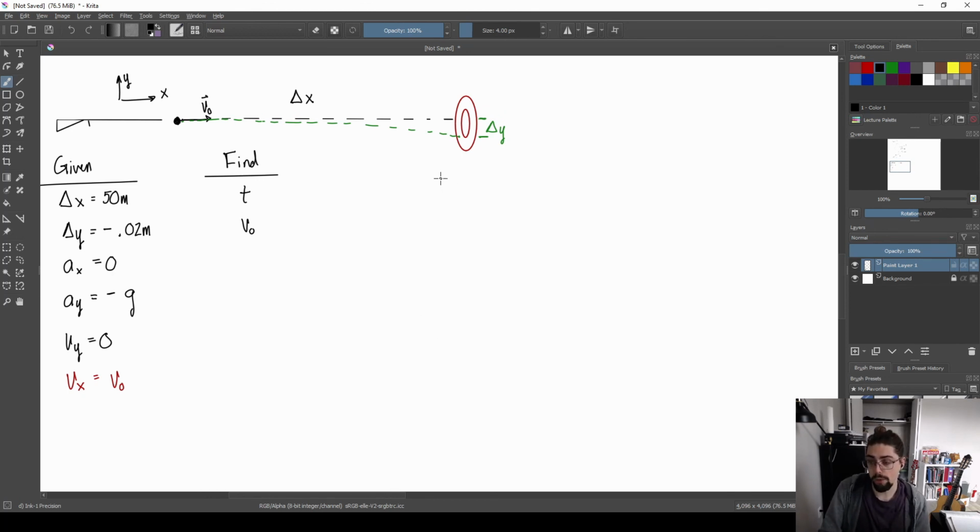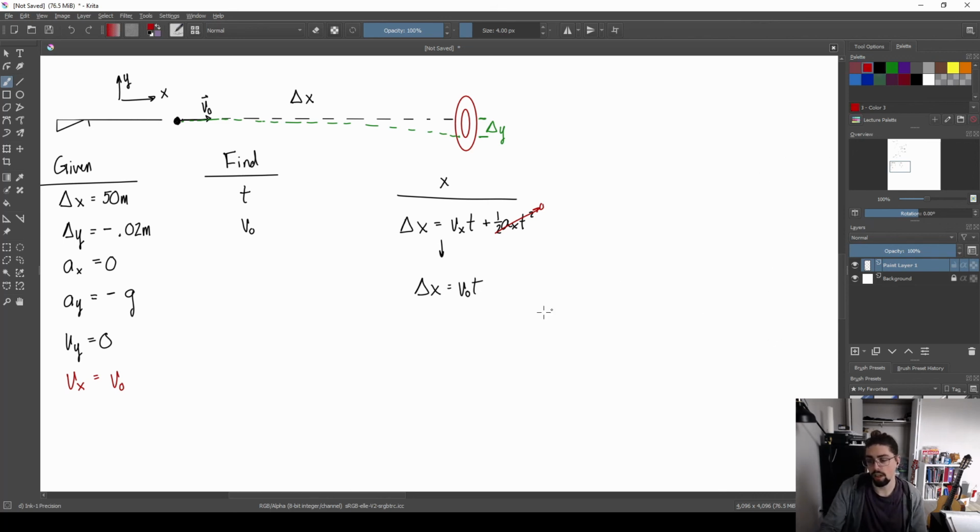So what I'm going to do is I'm going to break this up into 2 columns. I'm going to start with my x direction. What I could say is that delta x is equal to v of x times t plus 1/2 a of x t squared. Cool. That's 0. There's no acceleration. Delta x is equal to vx times t. I could take this one more step down if I really wanted to. The delta x is equal to v naught times t.